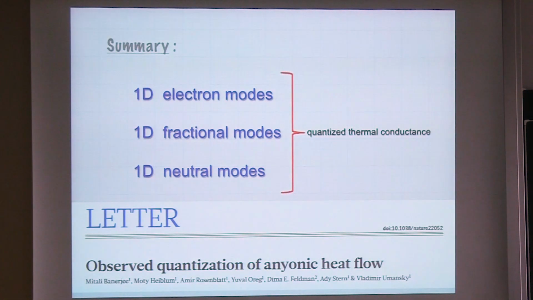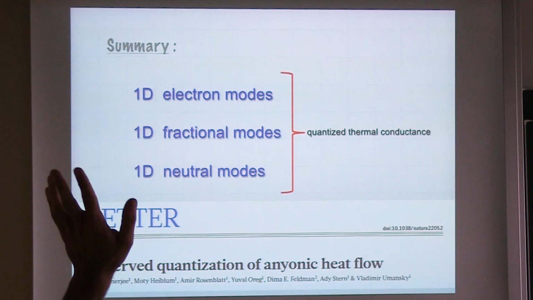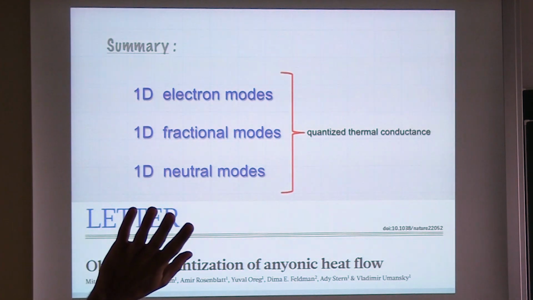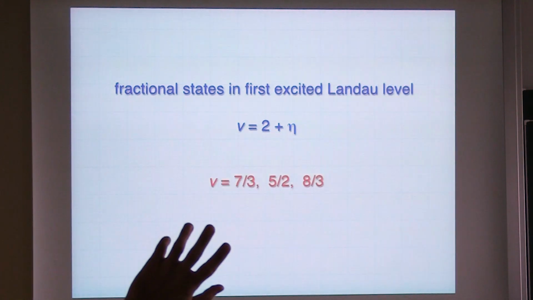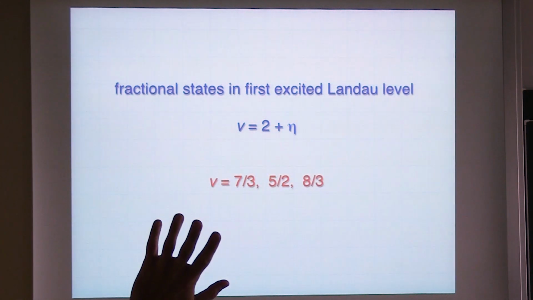So okay, good. I think we can say now that 1D electrons and 1D fractional modes, and even 1D neutral modes, I want to take this seriously, quantize thermal conductance at the same value. I want you to remember this neutral mode, because Majorana is also neutral. If it will be 1, I cannot say that it's Majorana. Here we say that all of them are equal.